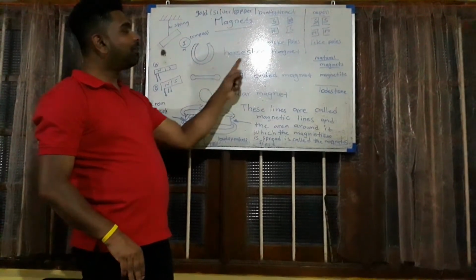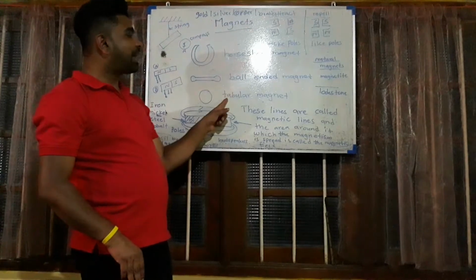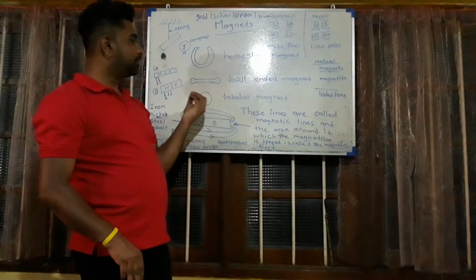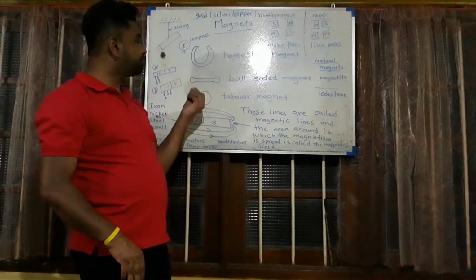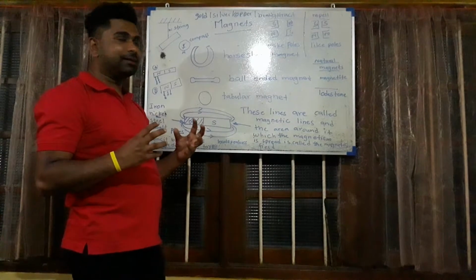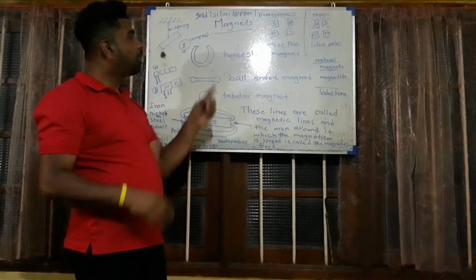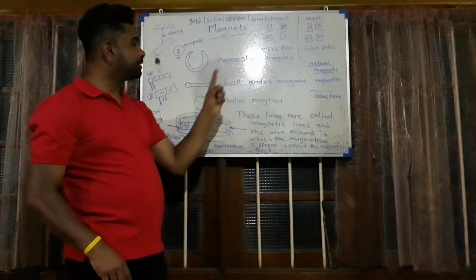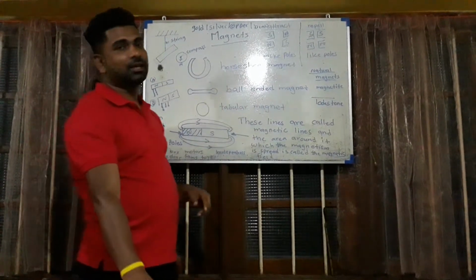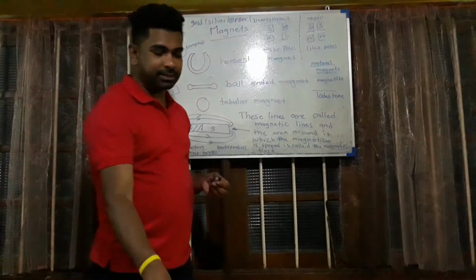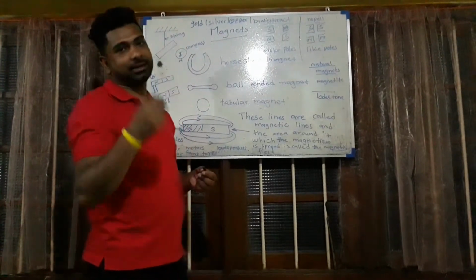Here, ball-ended magnet, tabular magnet, like that shirt button. So tabular magnet. So what are the types of magnets? You should remember horseshoe magnet, ball-ended magnet, tabular magnet, U magnet, bar magnet, ring magnet.